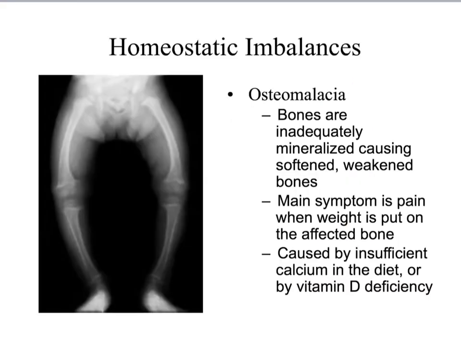Different homeostatic imbalances, so these are basically diseases or disorders of the bone. Osteomalacia is where bones are inadequately mineralized, so they haven't become properly calcified, and this is causing the bones to be weak. The main symptom is pain when weight is put on the affected bone, and it is usually caused by insufficient calcium in the diet or vitamin D deficiency.